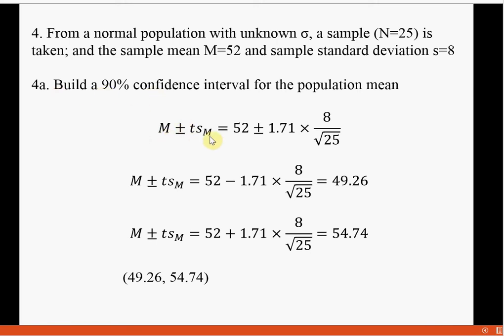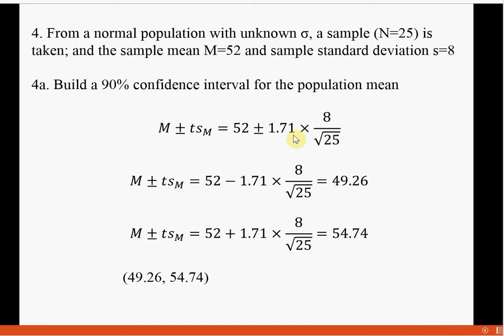Okay. For A, build a 90% confidence interval for the population mean. We use this formula that involves t-scores and an estimated standard error. Now we begin to bring in the actual values. The sample mean 52 plus and minus this t-score that corresponds to 90% confidence interval. Now let's go to a t-table to see how we obtain this t-score 1.71.